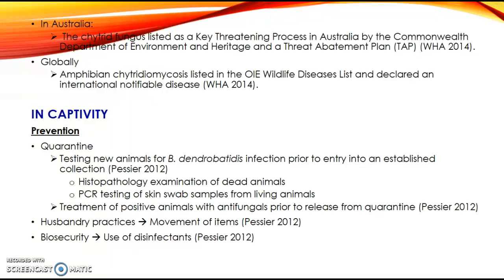Now, in captivity, prevention is primary as well, so quarantine is very important. New animals need to be tested for the fungus prior to their entry into an established collection. It can be diagnosed using histopathology examination of dead animals or PCR testing of skin swab samples from living animals. Now, if animals are declared positive, they need to be treated with antifungals prior to their release from quarantine.